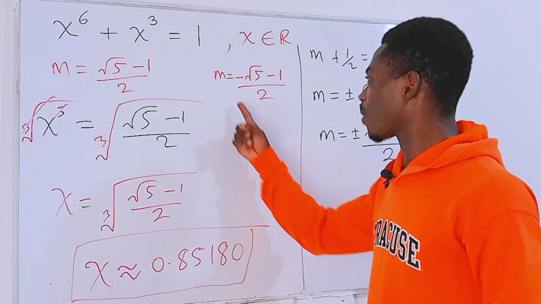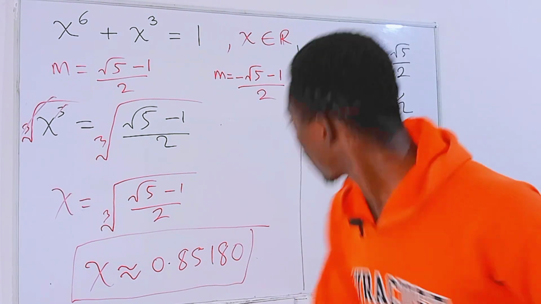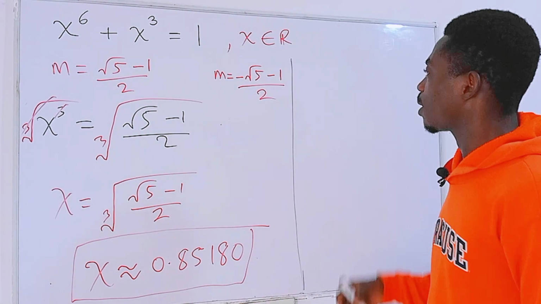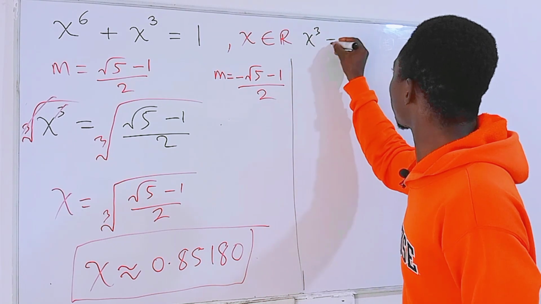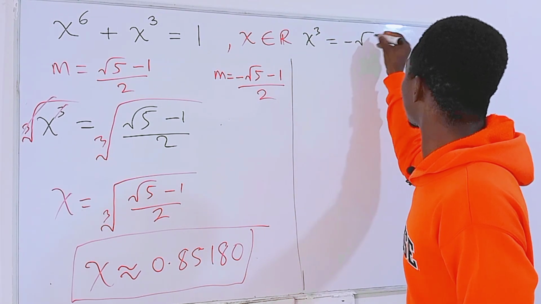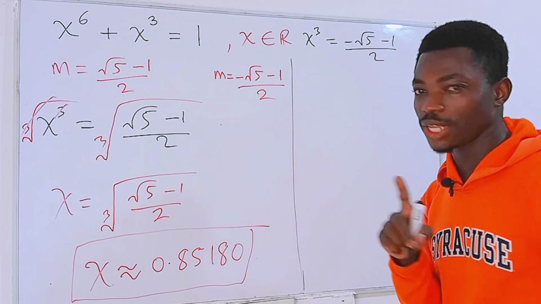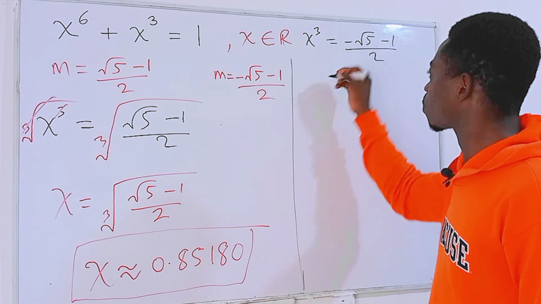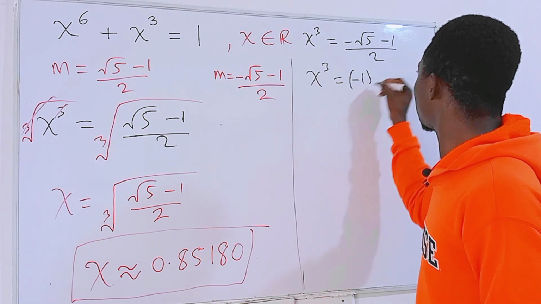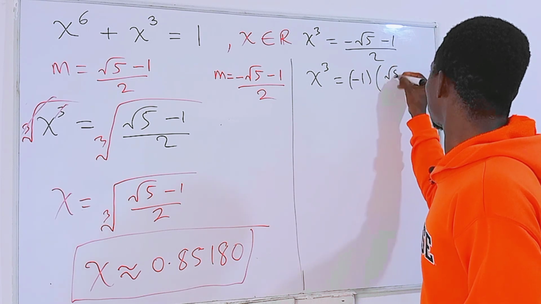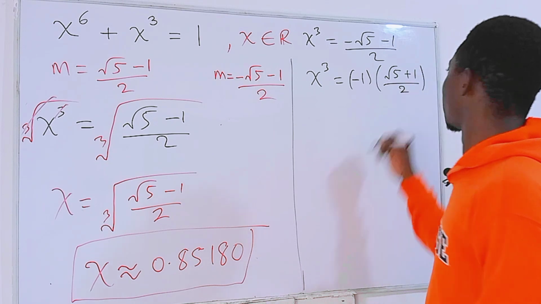So now let's find the other value for x right from here. Let me get rid of this really quick. Now when m is equal to this, we have x to the 3rd power is equal to negative square root of 5 minus 1 all divided by 2. Actually, we can factor out -1 so that x to the third power will be equal to -1 times square root of 5 plus 1 divided by 2.